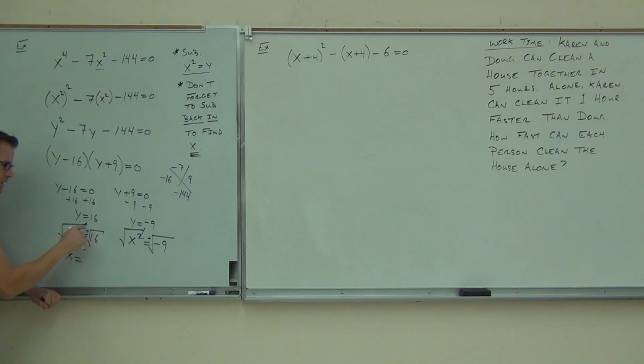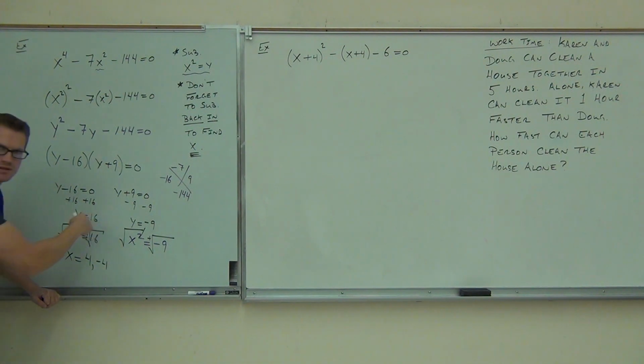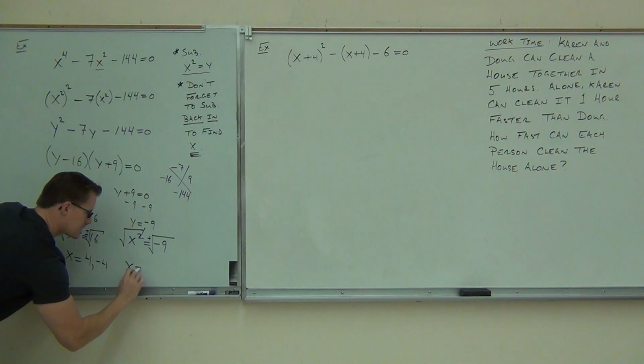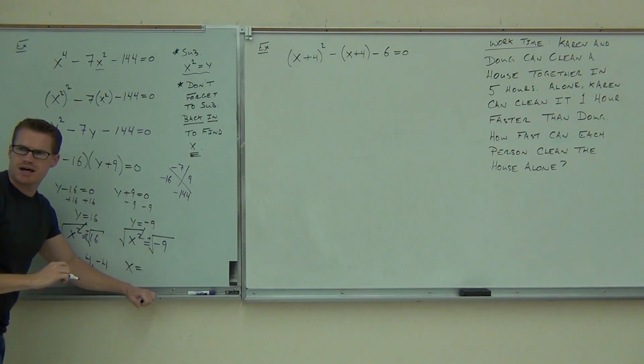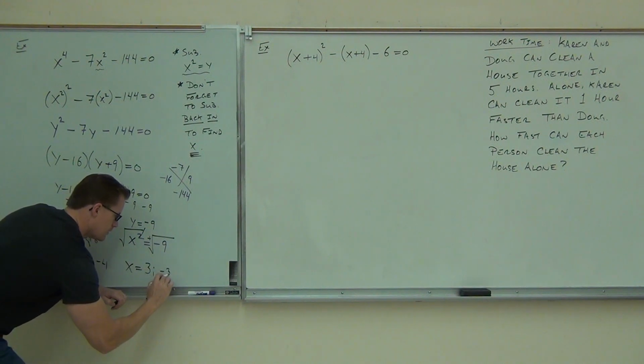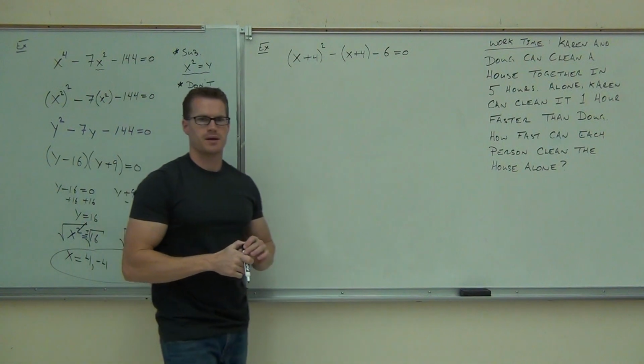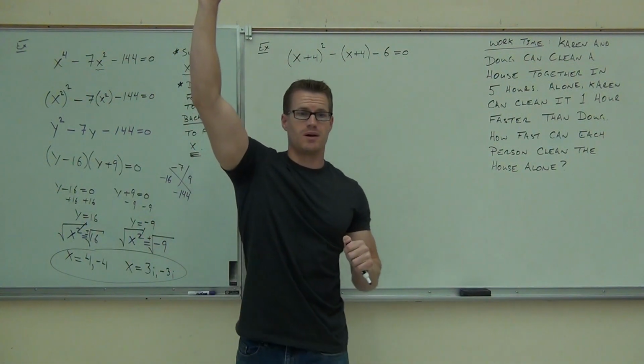I get x equals, what's the square root of 16, folks? So I get 4 and I get negative 4, plus 4 and minus 4, or positive and negative 4. Over here I'm going to get x equals, how much is the square root of negative 9, please? 3i and? Perfect. Would you raise your hand and feel okay with what we just talked about, that example?